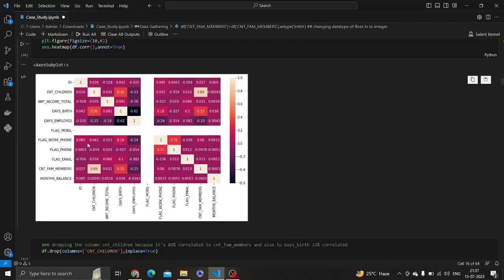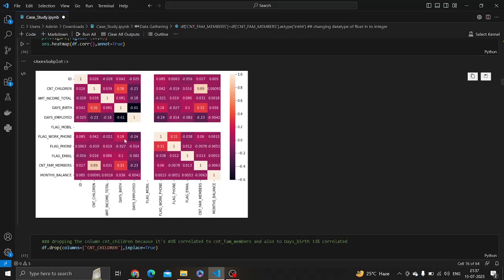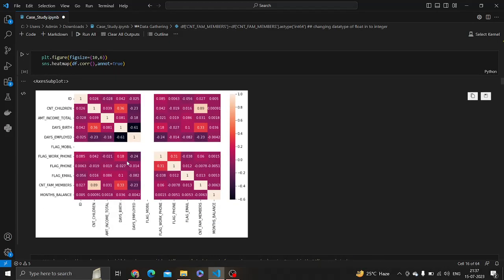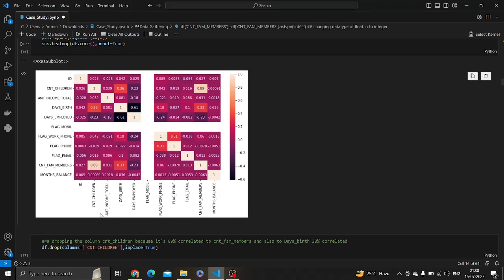So here is a heat map. We can see on this heat map which column is basically correlated with the targeted column; we can identify from here. Okay, so how we can identify? You can see that the count of family member is 89% correlated to the count of children. Obviously, we are going to count the family members, so it is also included in the children. So we are going to take only one column from it.